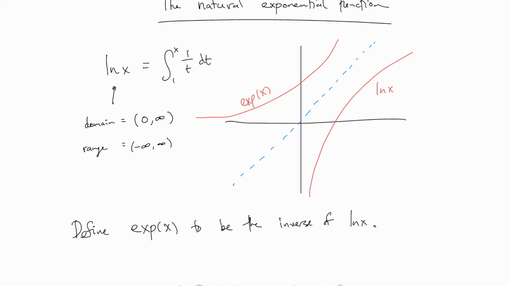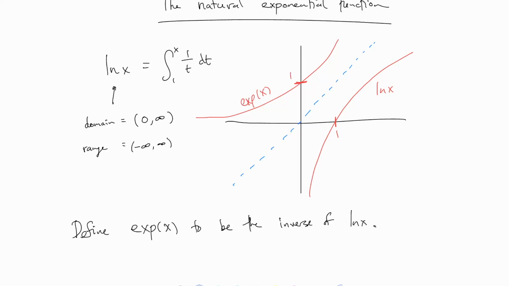Now, just calling it the inverse, we don't know all that much about it, although we can say one thing. ln of x goes through x equals 1 here, and if I reflect it, that means the exponential of x must go through 0 and 1.